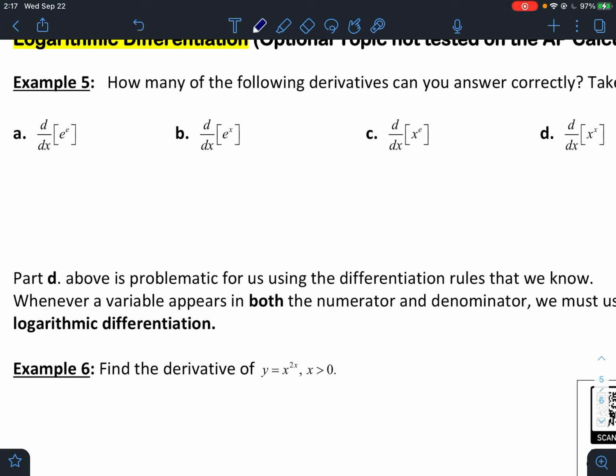Hopefully, you came back and said you could do 3 of them right now, right? The first one is just a constant. e to the e is a constant, so the derivative of that would just be 0. The second one, we know that one, e to the x is just e to the x. The third one may not look like it, but we're just using the power rule here. e is just a number, remember? So it's just e x to the e minus 1.